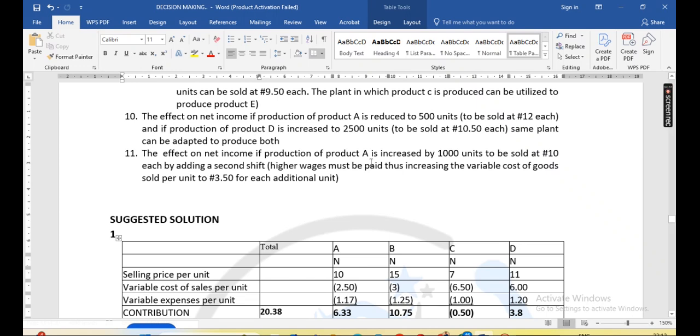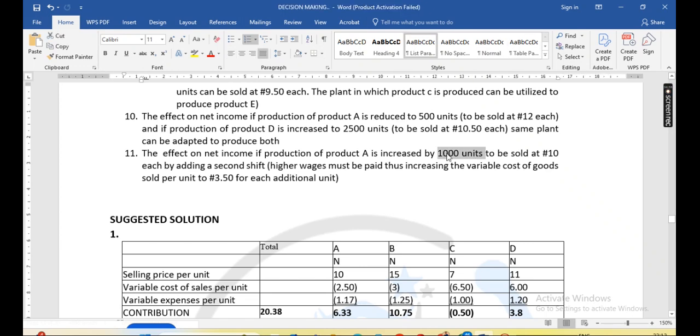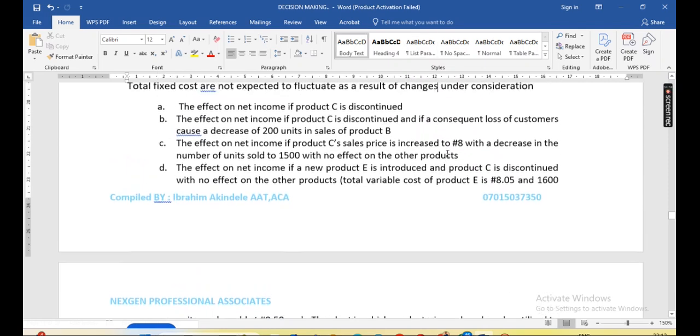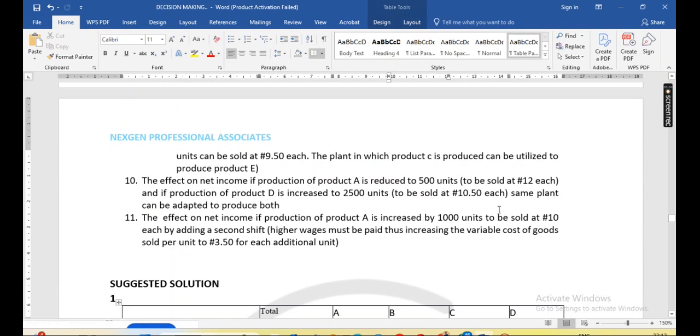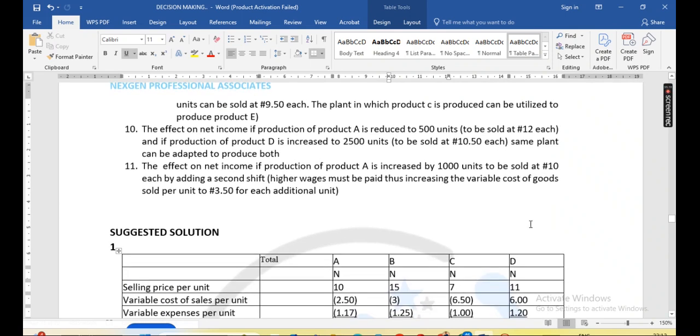So the only thing you will increase: first, add this 1,000 units to the original unit of product A. What is the original unit of product A? It is 1,000 units. You add it, then it is sold at this selling price. As a result, your variable cost of goods sold, which is cost of sales, has already increased to that amount. You don't need to inflate it. So now let's quickly do that.